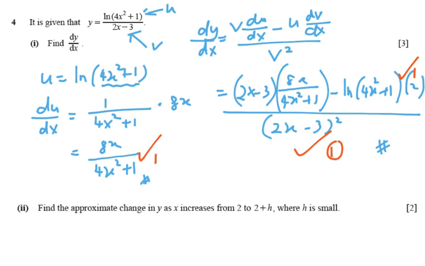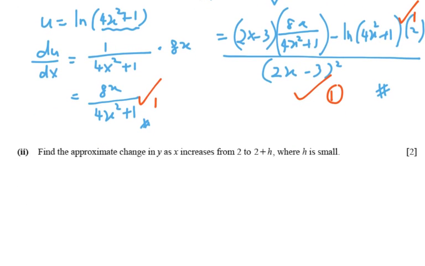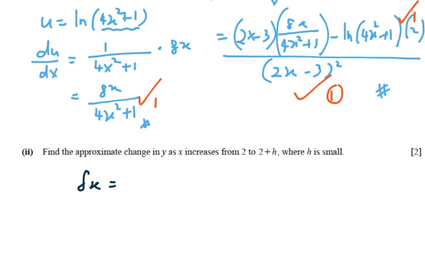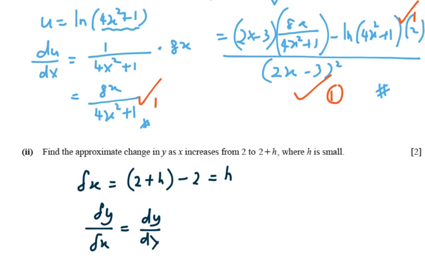The next part of the question is asking you to find the approximate change in y as x increases from 2 to 2 plus h, where h is small. So the first step you can do is to find the change in x. The change in x can be found by taking 2 plus h minus 2. Hence it is h. We know that change in y over change in x is equivalent to dy/dx.